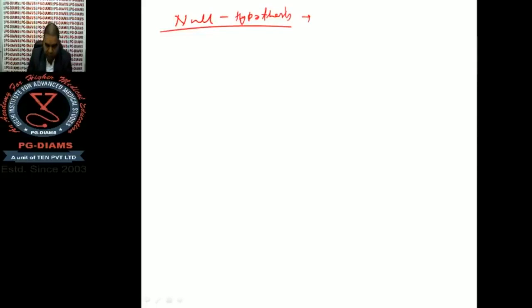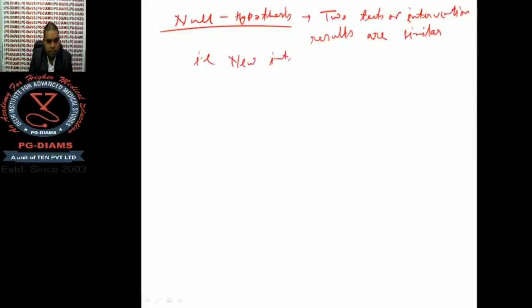What is null hypothesis? Null hypothesis says that the results of 2 tests or interventions are similar. That is, the new intervention is equal to the previous intervention. This is null hypothesis.